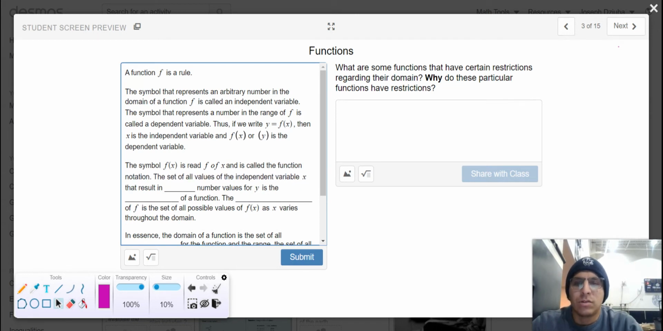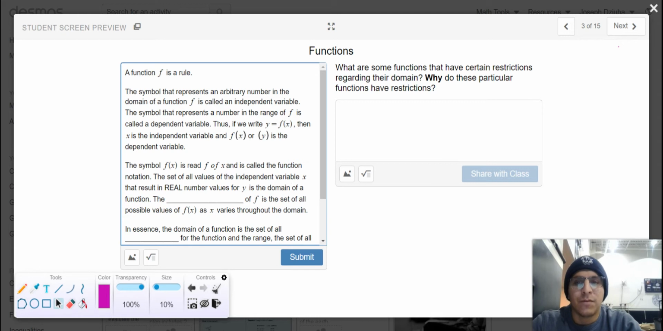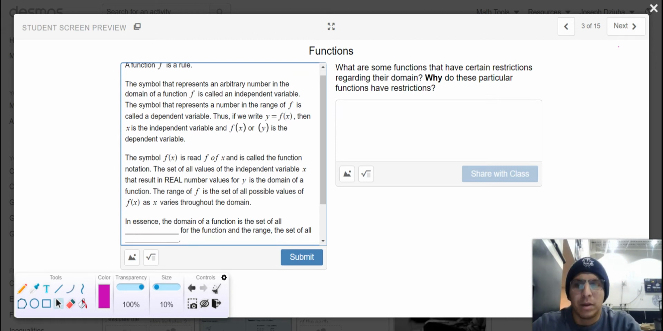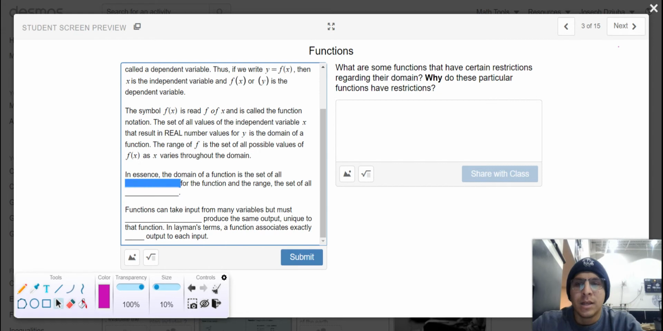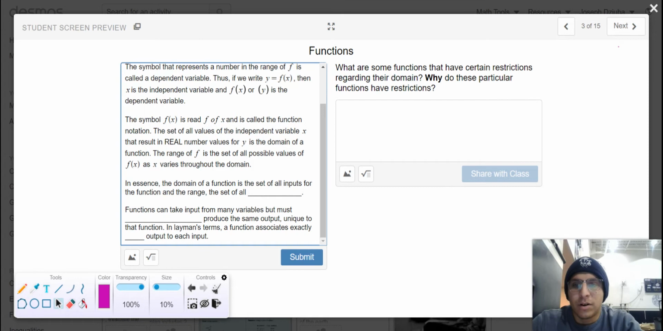The set of all values of the independent variable x that result in real number values for y. So what we're saying here is the x values that when we substitute into the function produce an output is known as the domain of the function. The range of f is the set of all possible values of f of x as x varies throughout the domain. In essence, the domain of the function is the set of all inputs for the function, and the range, the set of all outputs.